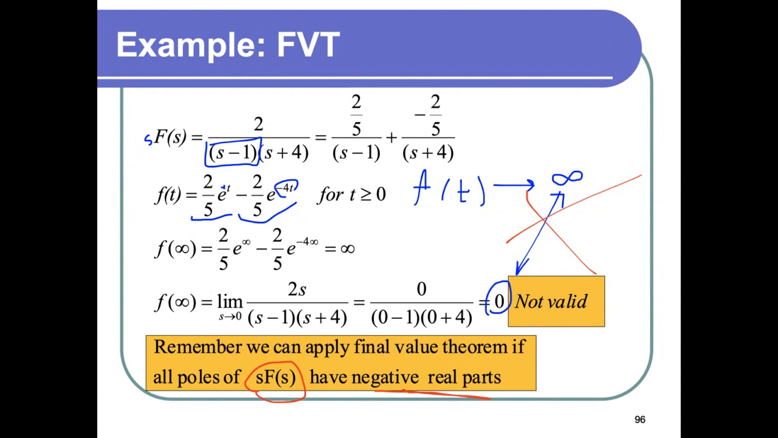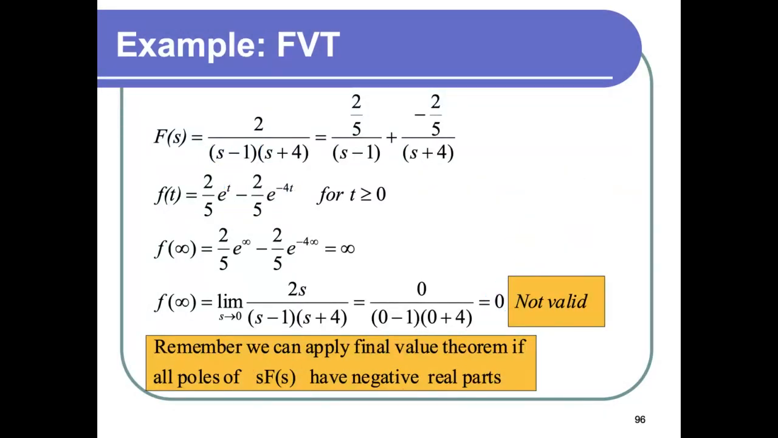So what if I want the initial value theorem? Can you help me get that? Initial value. So what is f of 0? Let's play with this. What is f of 0 using this expression? f of 0 will be, this is 1, this is 1, so you'll have 2 over 5 minus 2 over 5, which is 0, right?